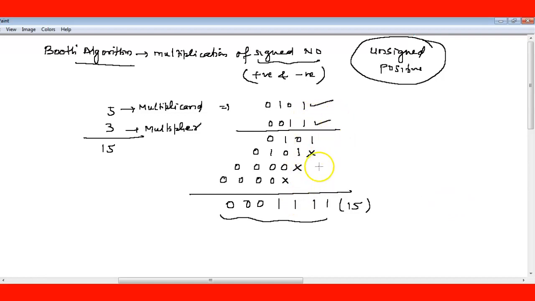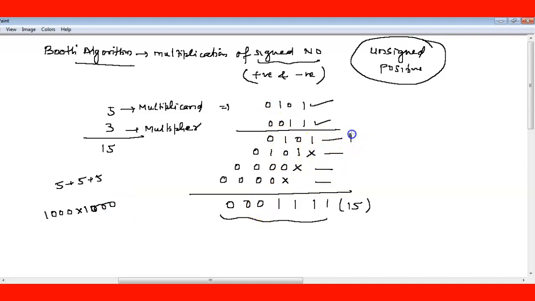So it is fast. You can keep in mind that 5 into 3 can also be done by repeated addition, 5 plus 5 plus 5, three times. But repeated addition is very slow. Consider doing 1000 into 1000, so 1000 steps are required. But in this method, how many steps have we done? 1, 2, 3, 4. Four steps.